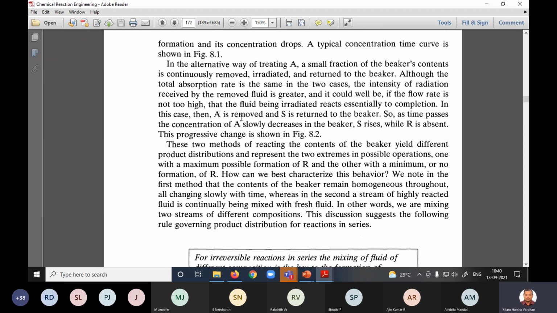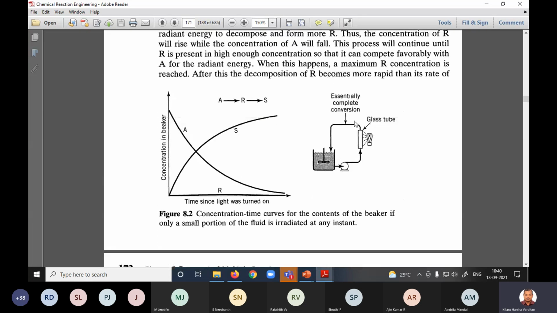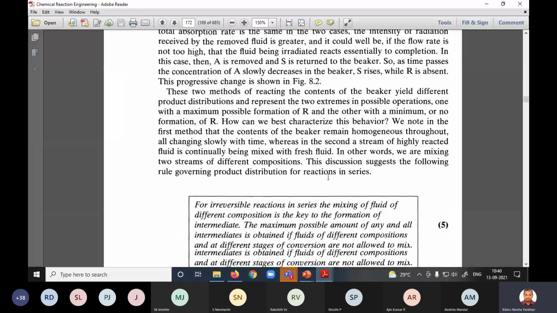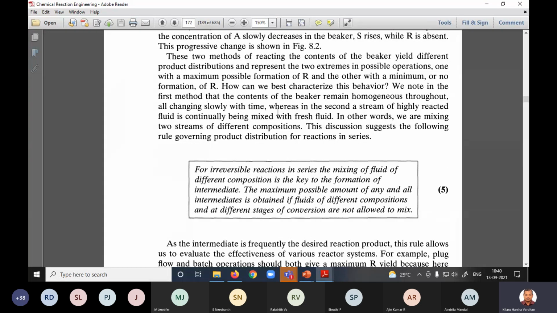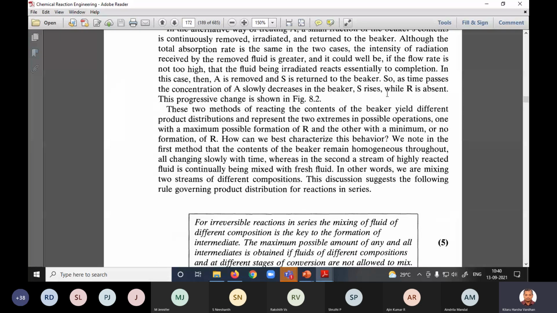So in this case, A is removed, S is returned to the beaker. So here, essentially what is being returned is S only, because A is completely converted to S. Therefore, no R is being formed here. So the intermediate, you are suppressing it. So that is what it gives, while R is absent.